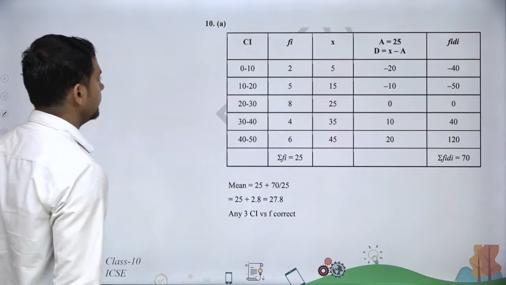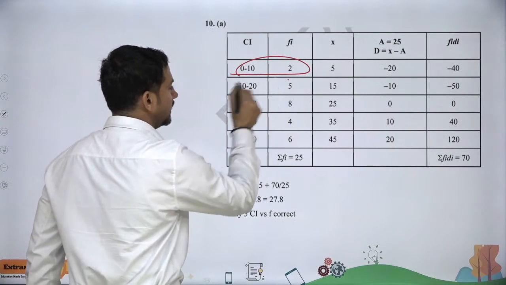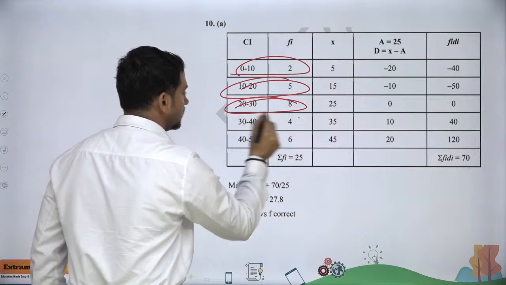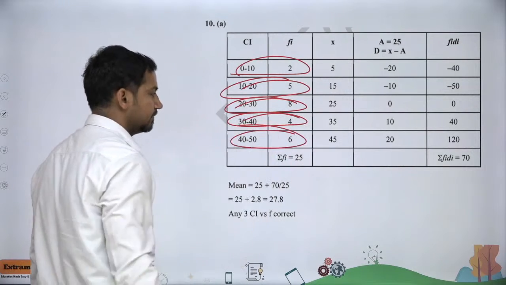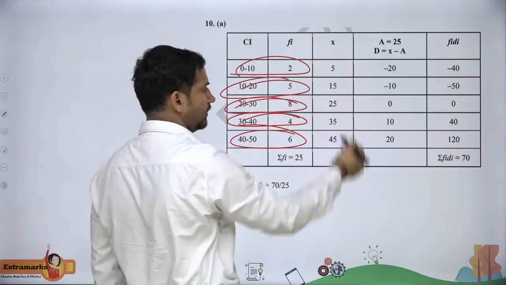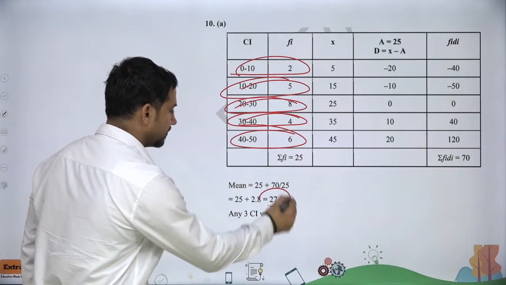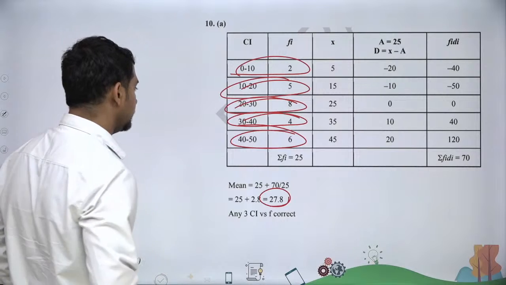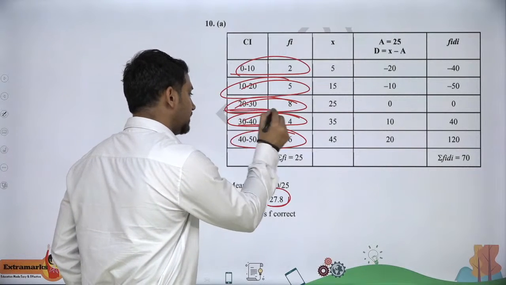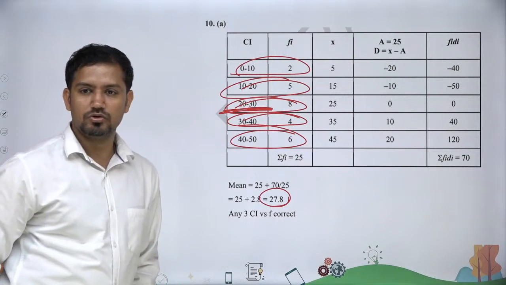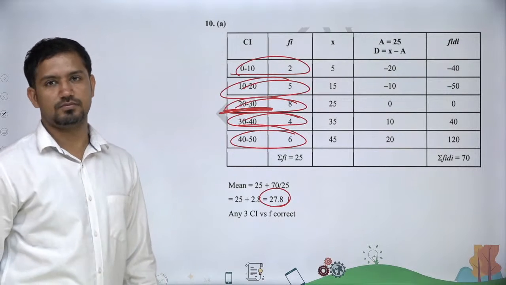So first of all, we have to make the classes 0 to 10, 10 to 20, 20 to 30, 30 to 40, 40 to 50, okay? Then we find the mean. The mean is equal to 27.8. If the mean is equal to 27.8, then it lies in between this. Yes or no? So this is the modal class, okay?